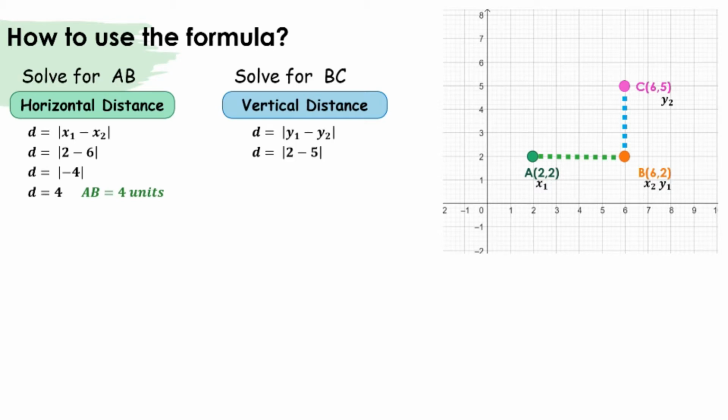Using those values, we will have this equal to absolute value of 2 minus 5. And that will give us this equal to absolute value of negative 3, which is positive 3. So therefore, BC is equal to 3 units.